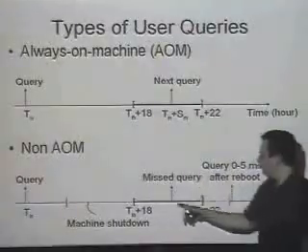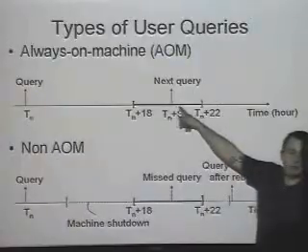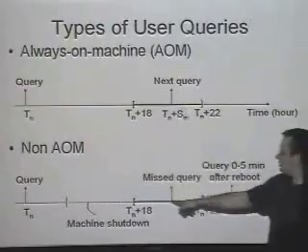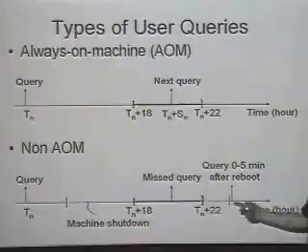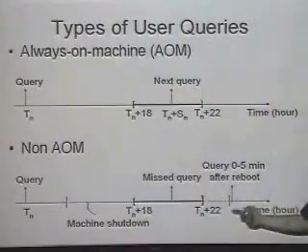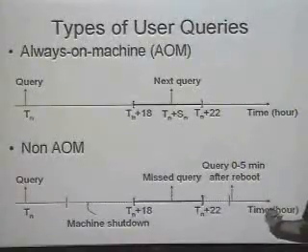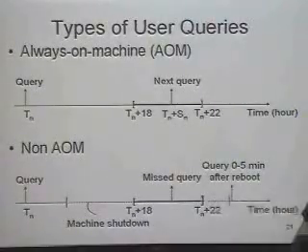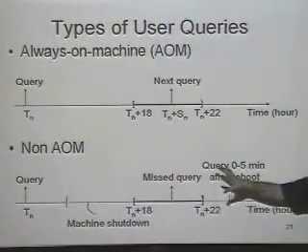Client machines can deviate from this, and one typical case is that if you shut down your computer and happen to cover a scheduled query, you miss the query at that point, you turn it on at some point, and then the query is issued later on. So in this case, according to our definition, you won't be classified as an AOM, an always-on machine.